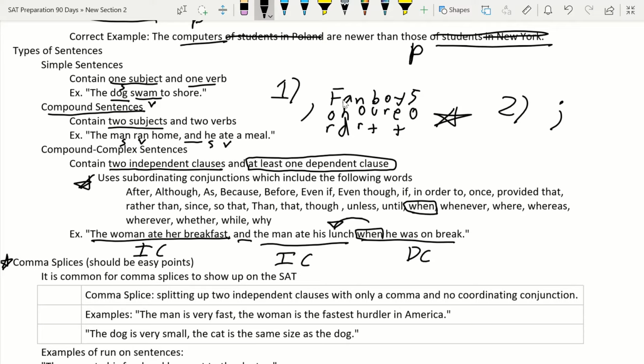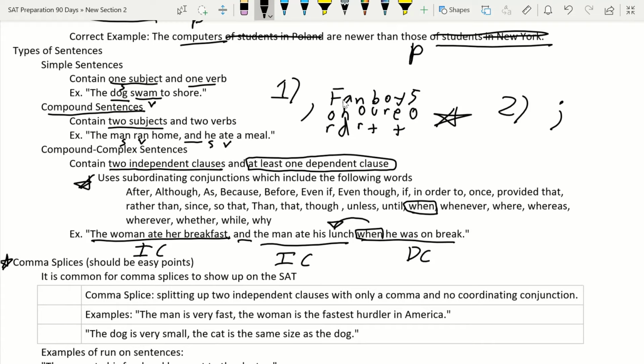Now a dependent clause can also go at the beginning of a sentence. So if "when he was on break" was at the start of the sentence, right? So "when he was on break," I'm just going to put "when..." Just know I'm referring to "when he was on break." Don't actually put the dots, right? That's just indicating the rest of the words. I would have a comma after that if I was going to start a sentence with that dependent clause. I would have to have a comma after it.